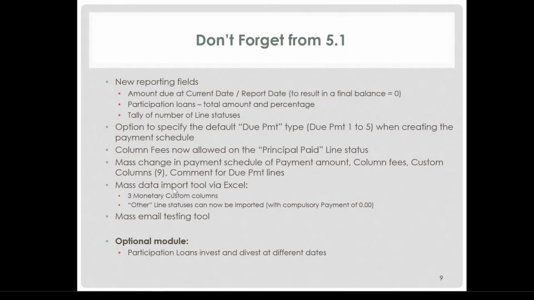Mass data import via Excel. Three monetary columns, you can now import those. You can import other line statuses and even include a compulsory payment of zero. So I can say, for example, I want to include new column fees, and I want it to be a payment of zero because I want to put my amounts in the column fees, not in the payment column. We'll look at this afterwards.